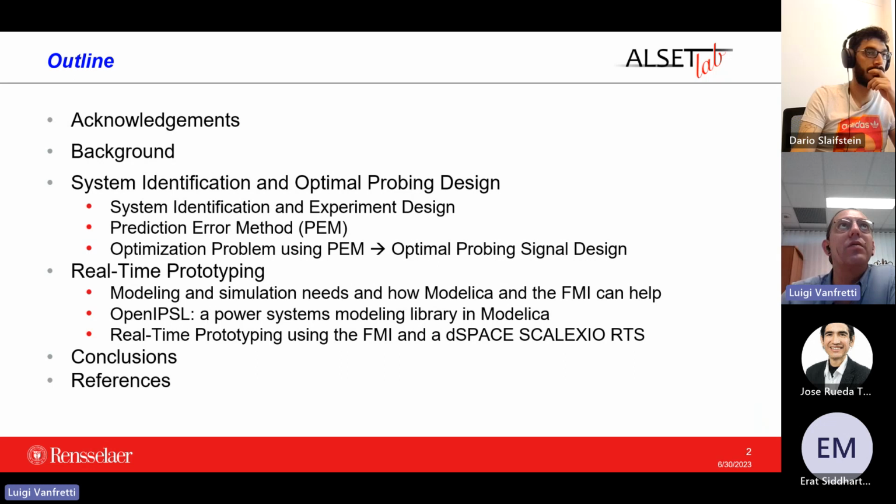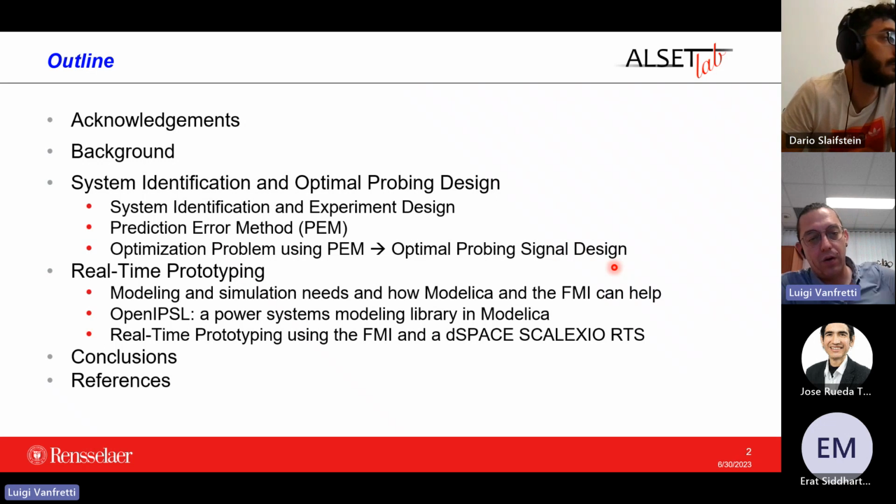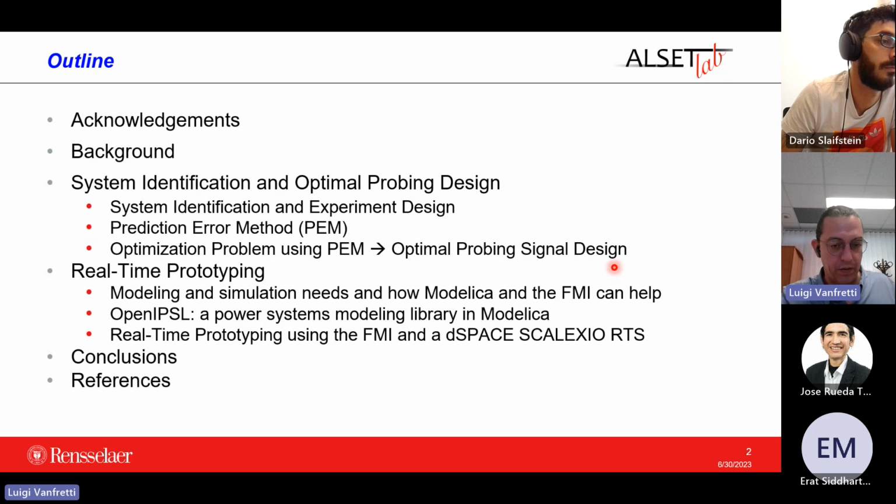Okay, so I'll do some acknowledgements and I'll spend some time on the background. And then I'll tell you about the SysID techniques that we're using and the problem formulation to design these optimal input signals. And the last part is a little bit about prototyping, on how we build these models. And of course, Jose has organized another event where I'll do a hands-on training workshop on how to use these Modelica tools. I don't remember the date, but I have it somewhere later in the presentation.